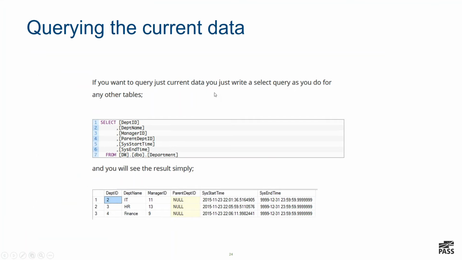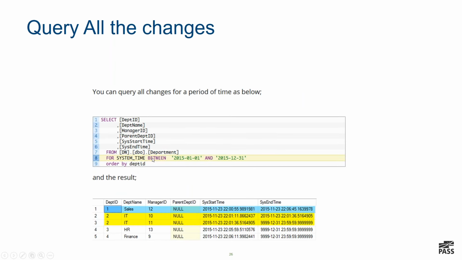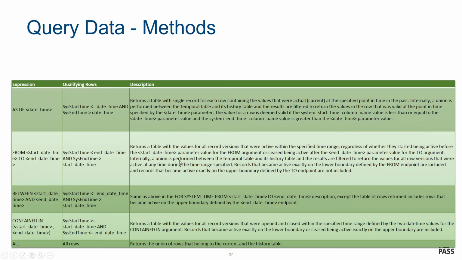Okay, so as I mentioned, if I query the current data, I just select star from department. If I want the data for a specific time, I can say for system time as of a specific date, and I can also try statements like for system time between this date and that date, and this will also show me some changes as you can see here. There are different statements that you can use. I've mentioned them in this table.